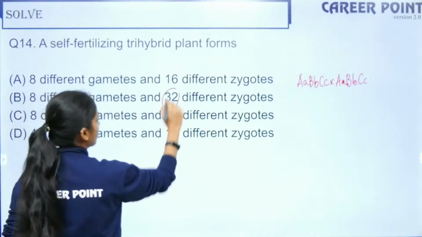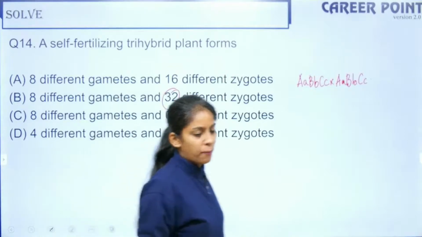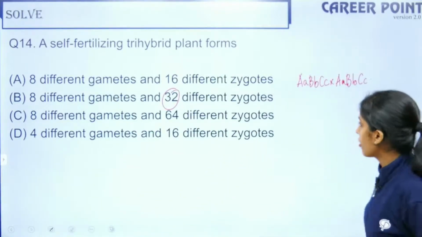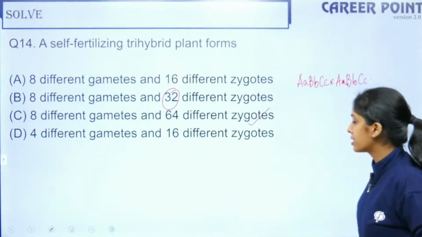How many gametes will you have and how many zygotes will you have? You have 32 different zygotes. Where did 32 come from? Yes, you're right, Prince. It is 64 zygotes.